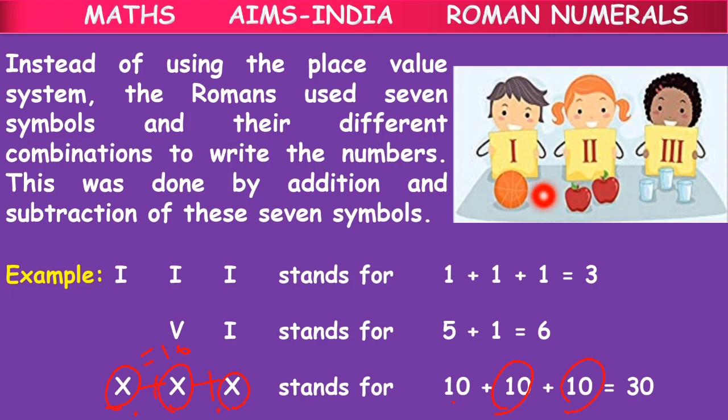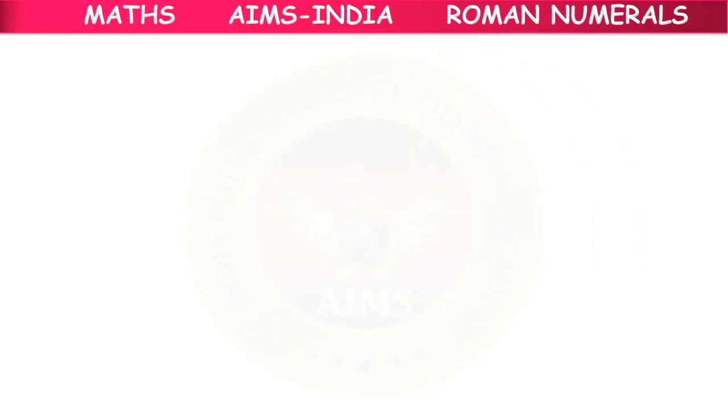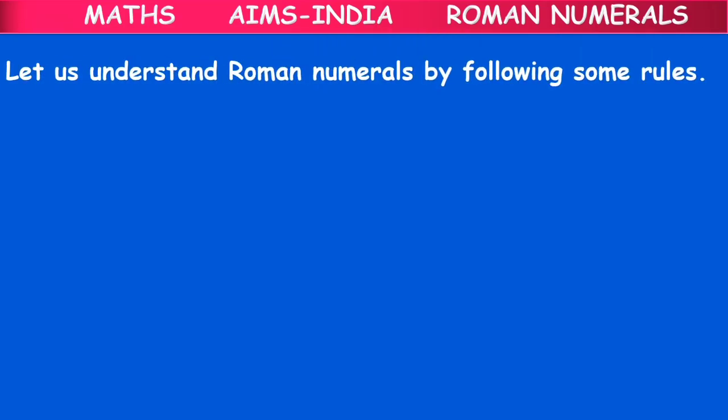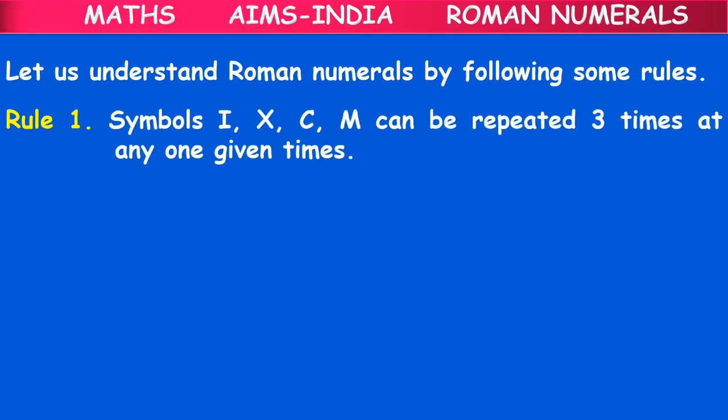Understood children? What did we do? Here we used a few Roman numerals, and how did we write the numbers? By adding their values, we got numbers. But let us understand Roman numerals by following some rules. Now these are Roman numerals, which means we are using symbols. So there are a few rules for using these symbols to form numbers. Now let us look at those rules.